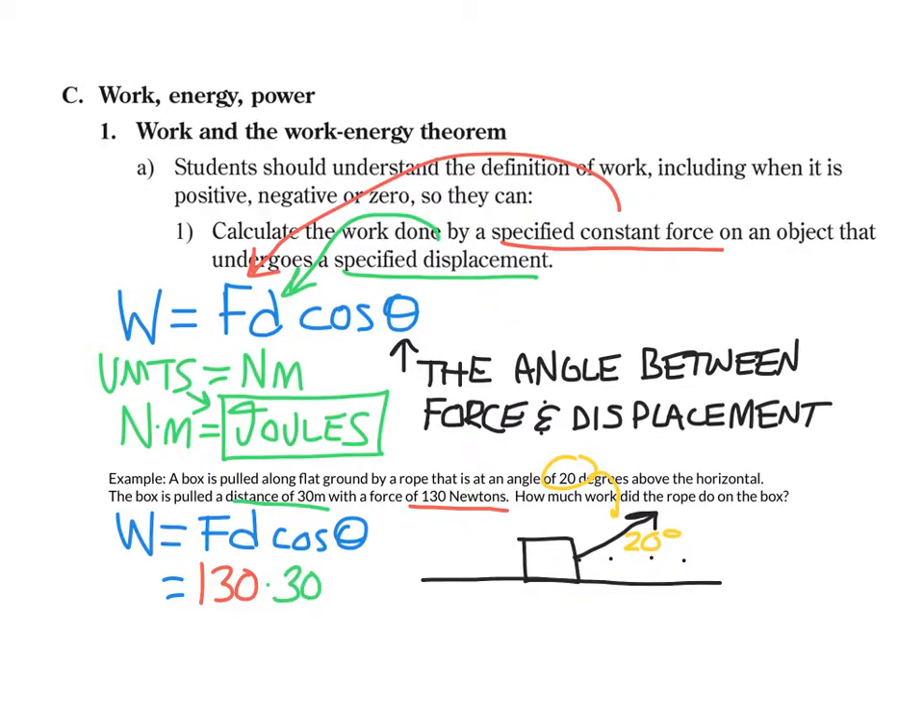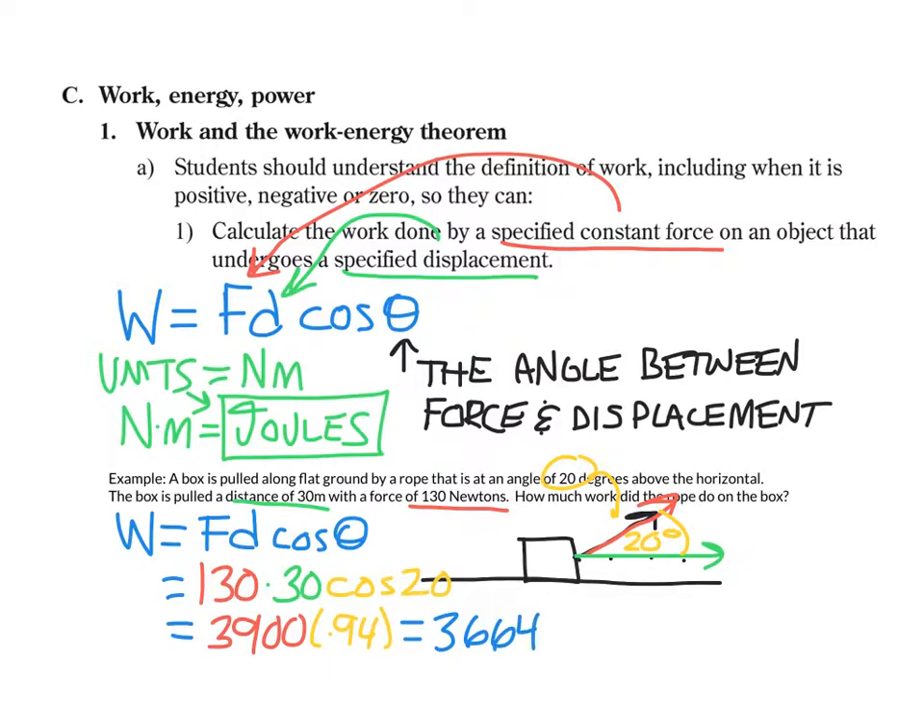And then I need cosine. The cosine that I want is of the angle between the force and the displacement, so that is my 20 degrees. It's not always going to be that; you've got to actually go back and look. So we have cosine 20. When I do the calculations, I have 130 times 30, which is 3900, and the cosine of 20 degrees is 0.94. When I run through the calculations, I get 3,664, and my units for work are joules.